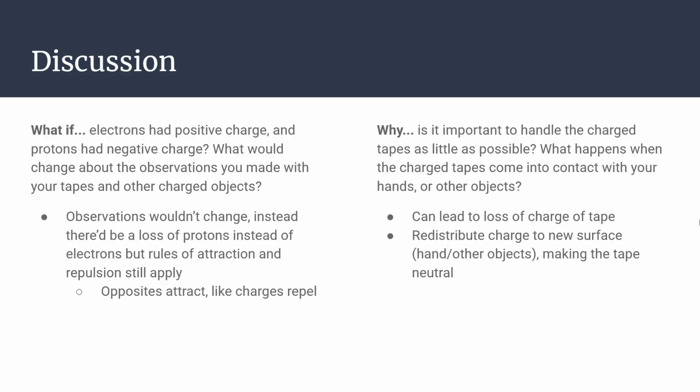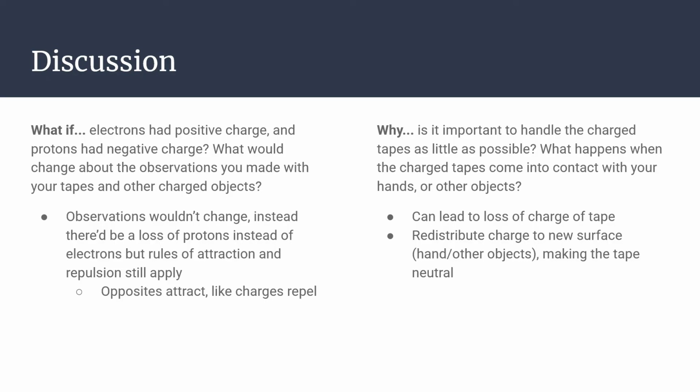What if electrons had a positive charge and protons had negative charge? What would change about the observations you made with your tapes and other charged objects? The observations wouldn't change. Instead, there'd be a loss of protons instead of electrons, but the rules of attraction and repulsion still apply. For instance, opposites still attract and like charges still repel.